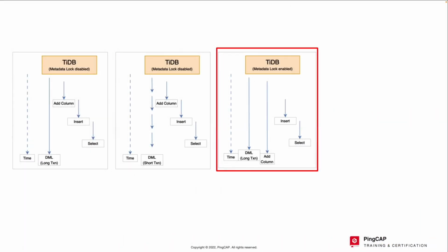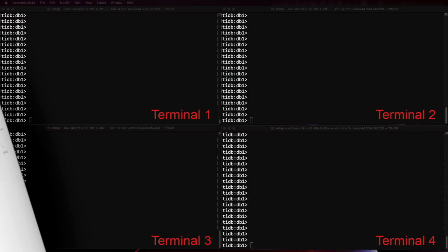Let's now move on to the next demo. In some situations, it is possible that the long transaction in Terminal 1 is doing some important tasks, such as batch processing. You would like to give the transaction in Terminal 1 higher priority, meaning you don't prefer a retry. Instead, it is okay for the adding column request to wait for a while. It is actually also achievable in TiDB. You can simply enable the metadata lock.